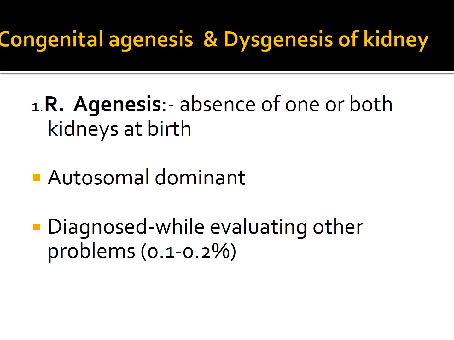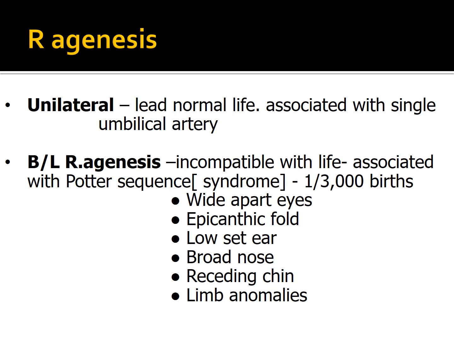Renal agenesis means absence of one or both kidneys at birth, and these are autosomal dominant in inheritance. It is diagnosed while evaluating for other problems as they remain asymptomatic, and incidence is 0.1 to 0.2%. They are asymptomatic if it is unilateral. Renal agenesis can be unilateral, can be bilateral. So with unilateral agenesis, a person can lead a normal life with the normal renal function, and it is usually associated with a single umbilical artery.